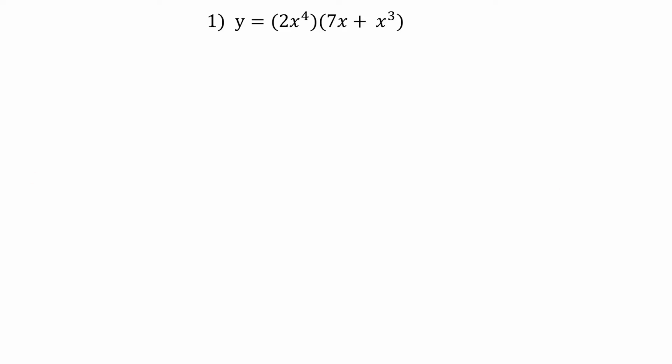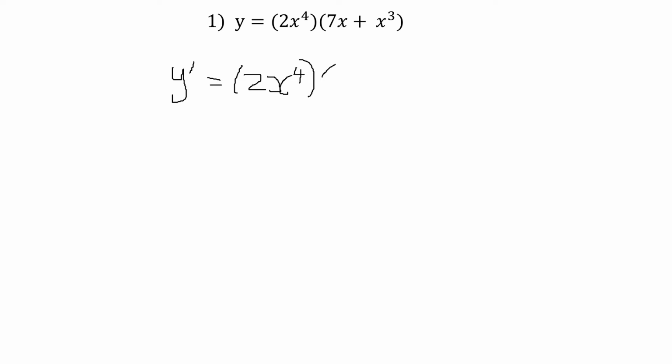So here we have y is equal to 2x to the 4th multiplied by 7x plus x cubed. And again, product rule, remember the rule. So we have now y prime will be equal to, I keep the first function as it is. So I will keep the 2x to the 4th as it is. So I have 2x to the 4th. I'm not changing anything there. And then I find the first derivative of the next function.